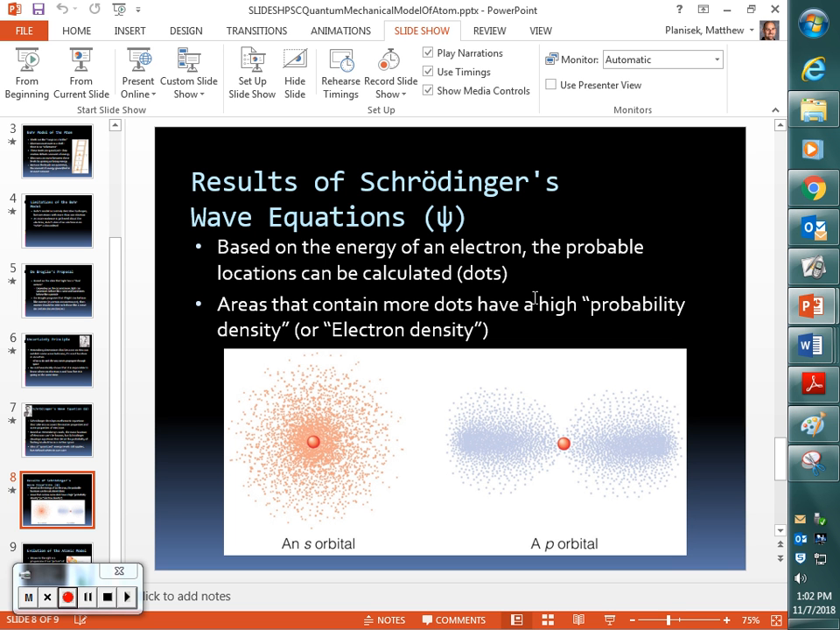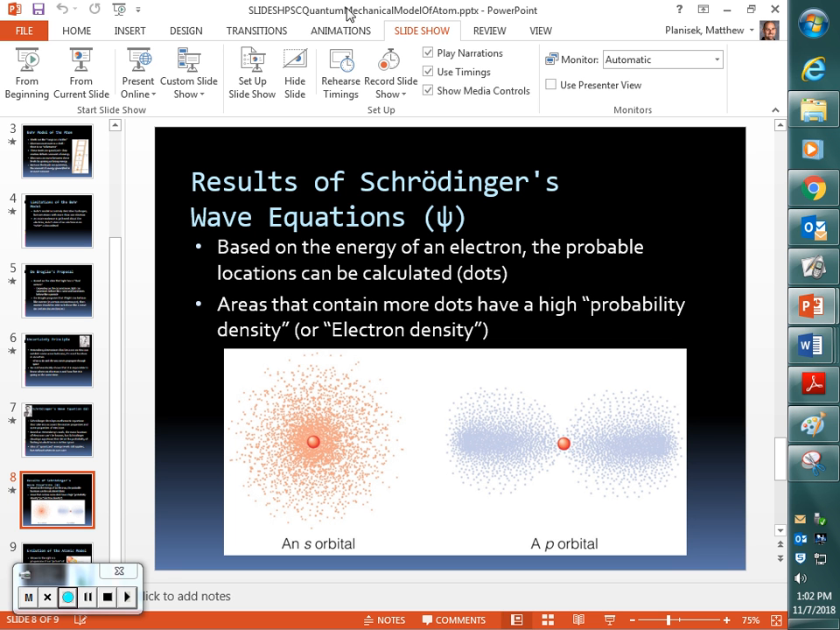How is that different than an orbital? There's no defined place, but what can we say? We can kind of predict it based on probability. All right. Are we good there? Okay.